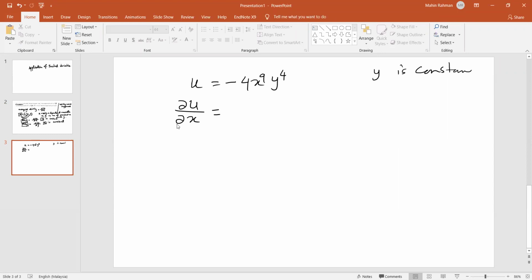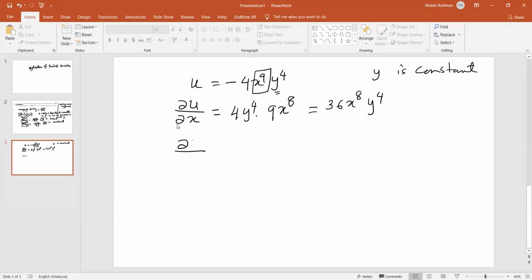You have to remember the rule of differentiation, the rule of constant times function. If y is constant, then 4 and y to the power 4 will be constant. Then you find the derivative of x to the power 9. It will be 9, then x to the power 9 minus 1 is 8. So 4 times 9 is 36, then x to the power 8, y to the power 4. That is the marginal utility with respect to x.